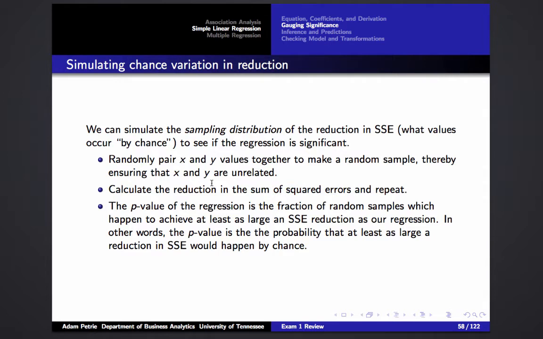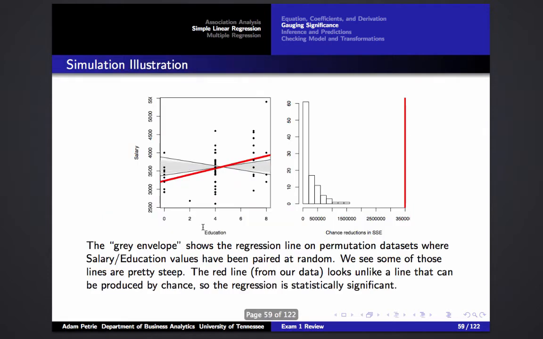Do this many, many, many times, and we're going to say the p-value of the regression is the fraction of those permutation samples that just so happen to achieve at least as large a reduction in the sum of squared error as our regression. Or in other words, the p-value of the regression is the probability that at least as large a reduction in the sum of squared errors would have happened by chance by using a regression with a predictor unrelated to y. And so if that p-value is less than 5%, we say that it is statistically significant. It's unlikely that we would have been predicting y so much better than the naive model just by random chance.